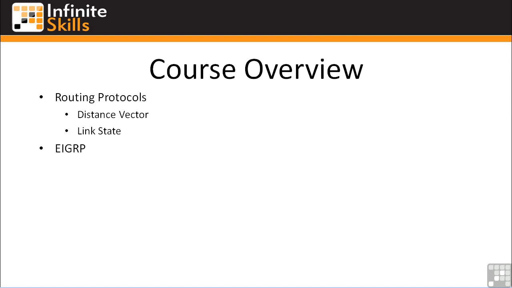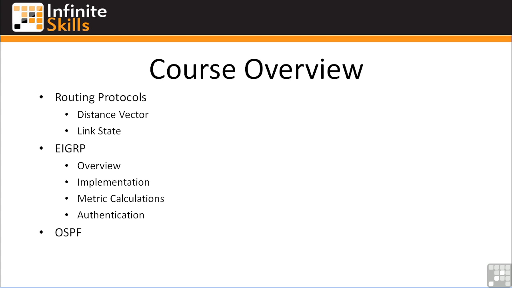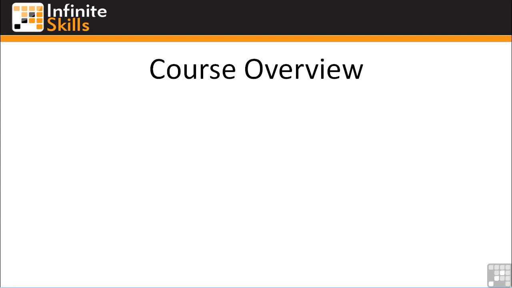We'll then move on to a distance vector routing protocol, or technically an advanced distance vector routing protocol, EIGRP, give an overview of it, show you how to implement it, show you how EIGRP computes its metrics, and finally we'll configure authentication in EIGRP. We'll then move on to a link state routing protocol, which is OSPF. We'll talk about how OSPF does its neighbor selections, and then we'll talk about single area versus multi-area OSPF and how to implement both of them.